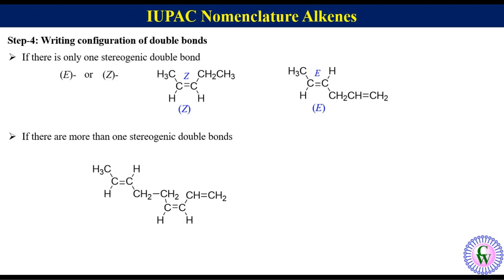For example, let's have this molecule. It can be labeled like this: there are 3 double bonds, out of which 2 are stereogenic. The configuration of the double bond at C3 is Z, while that at C7 is E. So in the IUPAC name, the stereochemical information will be written as 3Z,7E.